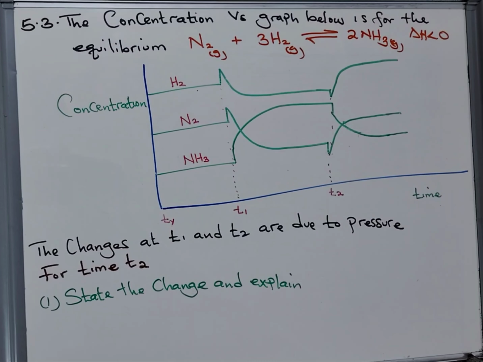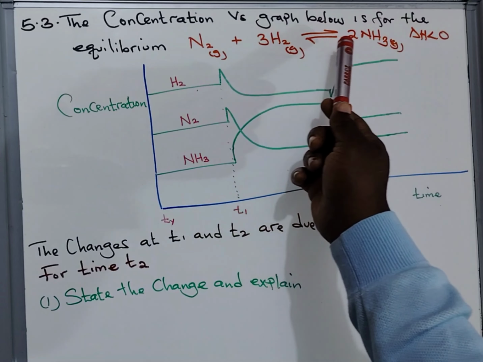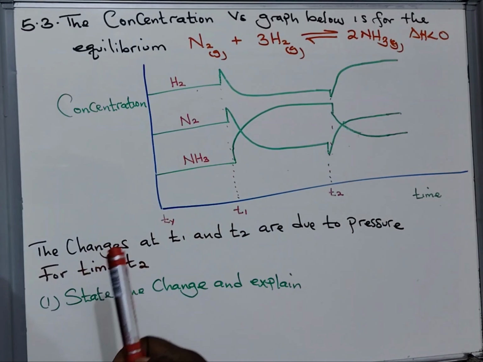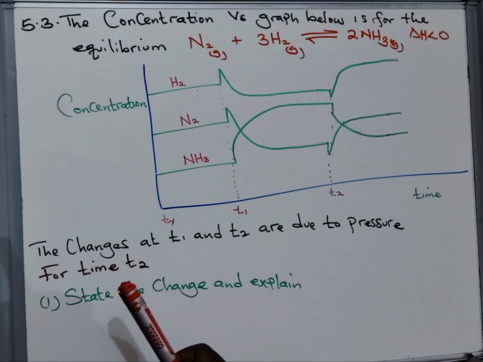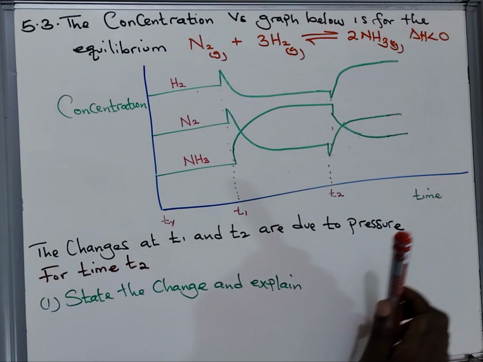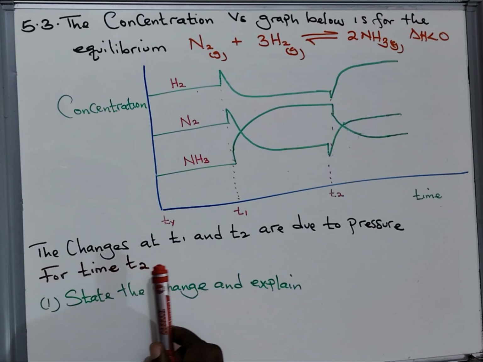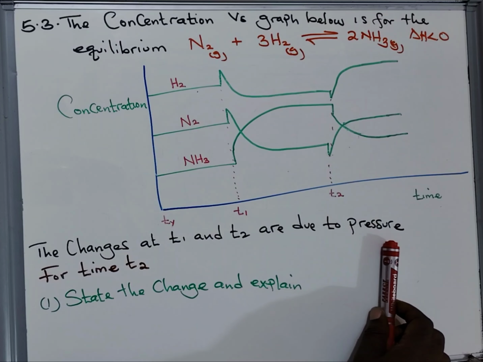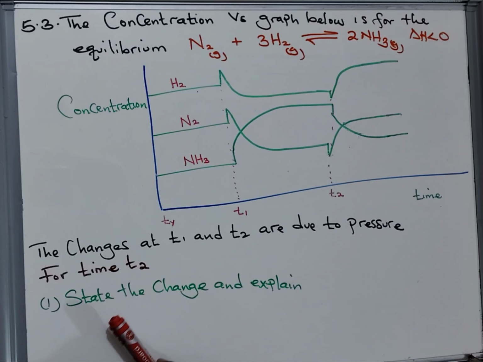Now we come to this question. It says the concentration versus time graph is for the equilibrium. And this is the equilibrium, and this is the graph, concentration versus time. Then the statement says the changes at T1 and T2 are due to pressure. For time T2, state the change and explain. So what happened at T2 and how do we find out?